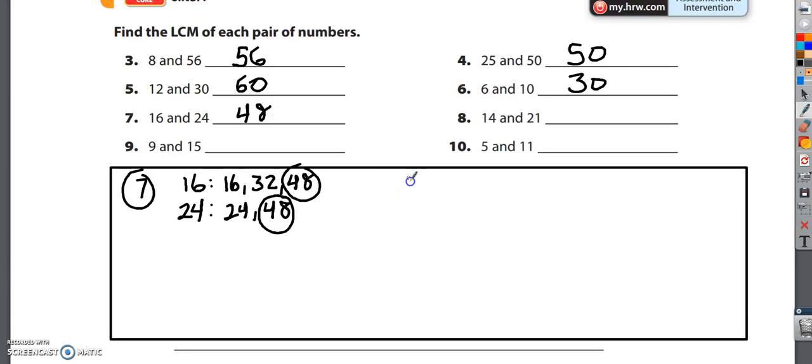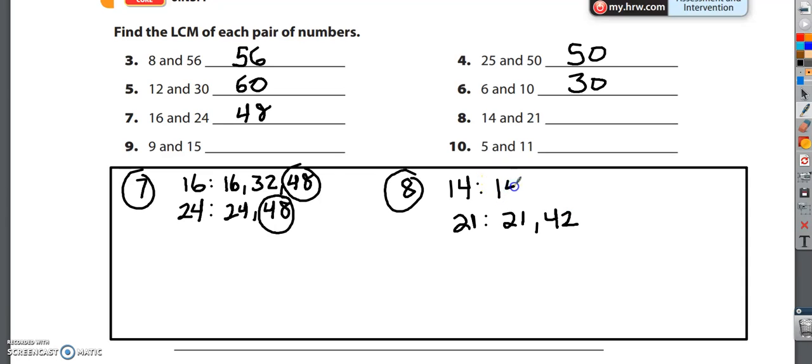Let's check out number 8, the LCM of 14 and 21. I'll do the same thing on this one as I did on the last one. I'm just going to do about 2 or 3 in each list. I'll start with 21 this time for no good reason. 21 times 1 is 21. 21 times 2 is 42. And that's an even number. I wonder if maybe 14 does go into 42.